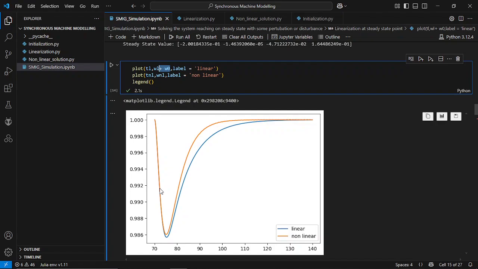Okay, this is a very basic demonstration of the importance of linearization, and of the process of linearization of the nonlinear system of the synchronous machine.